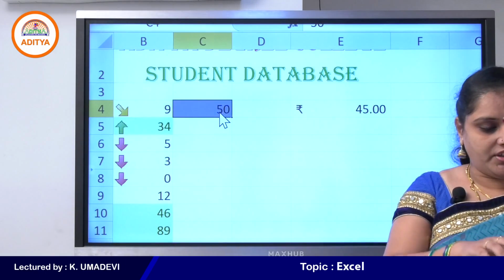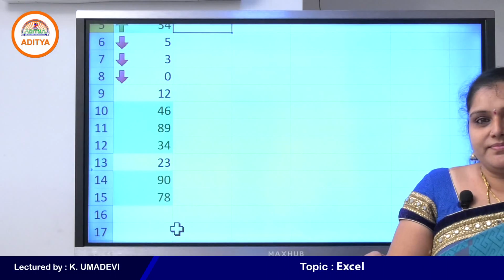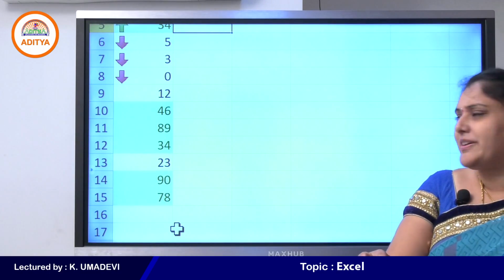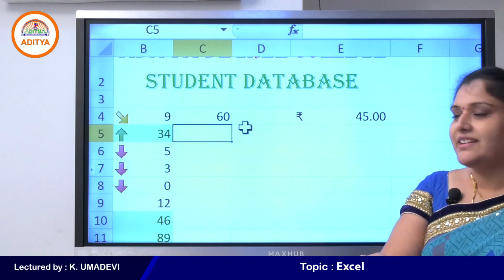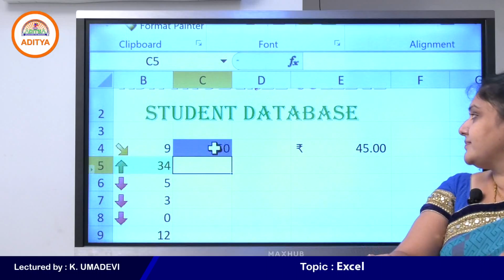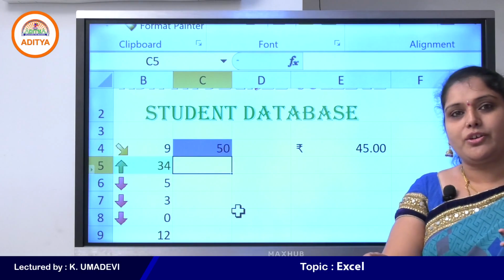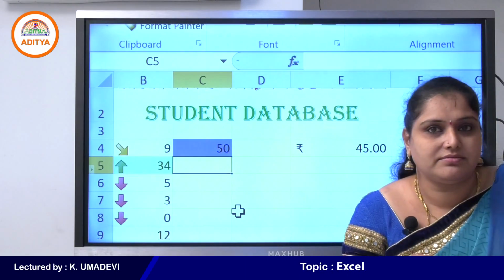So when you enter 60 and press enter, just observe the cell, students, because we have applied the rule for only one cell, and again I'll enter 50. So like this you can create your own rules by using the new rule option. Okay, students, you understand?